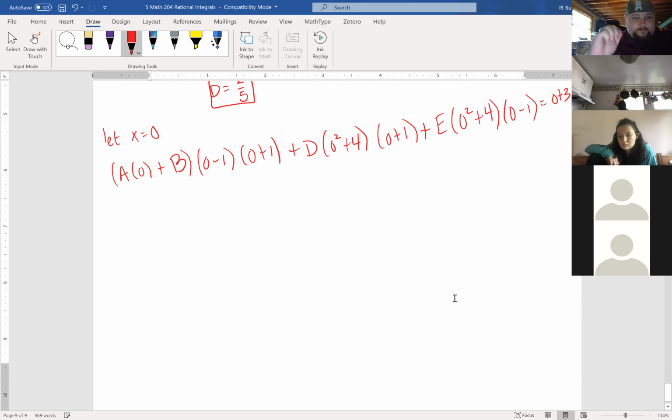So I've got to simplify all that. So this is 0. And then I've got -1 times 1 times b, so I got negative b. And then I'm going to have 4 times 1 times d, and then 4 times -1 times e, all equaling 3. Did you guys follow that?